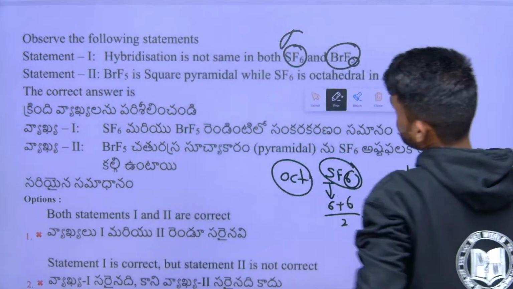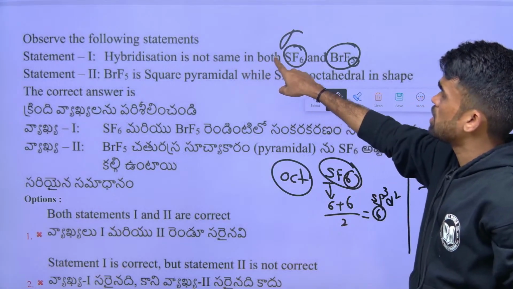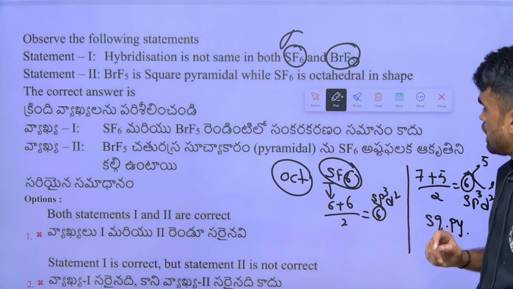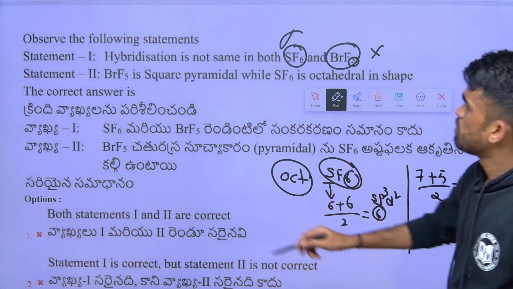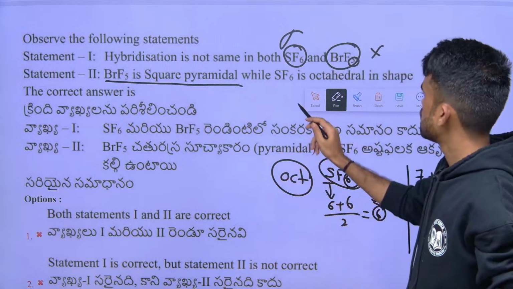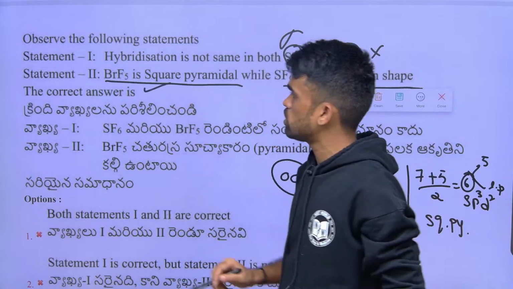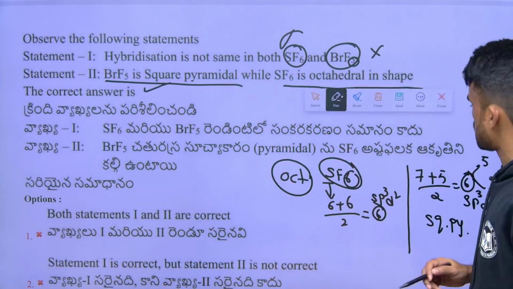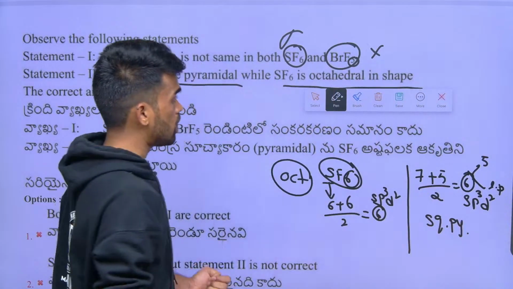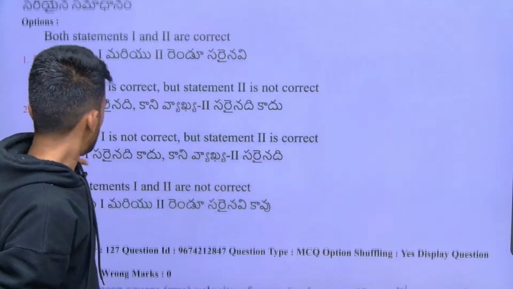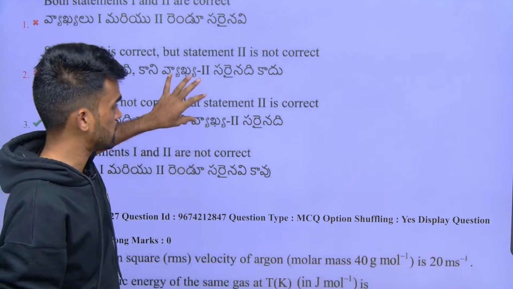So from this, the first one: the hybridization is not the same in both SF6 and BrF5? No, it is the same in both cases. So statement 1 is incorrect. Statement 2, BrF5 is square pyramidal, and SF6 is octahedral in shape, so statement 2 is correct. 1 is false, 2 is correct. I hope it is clear from the explanation, and we can look into the options now. Statement 1 is false and statement 2 is correct. So that is our answer here.